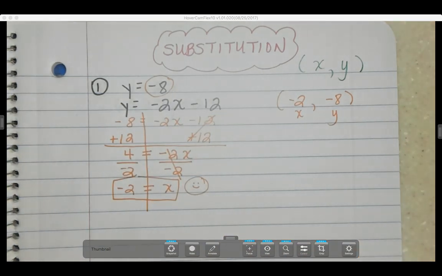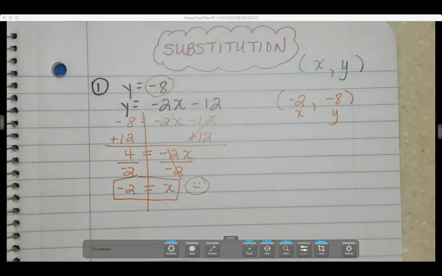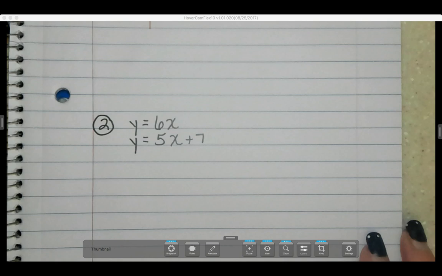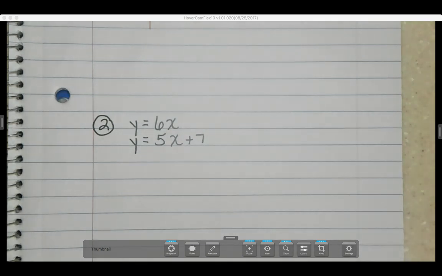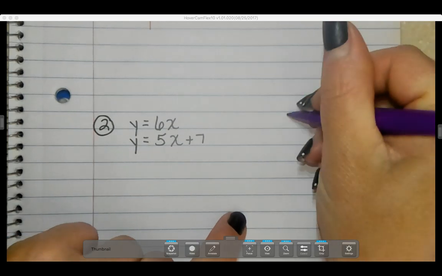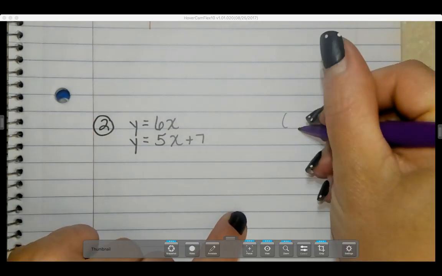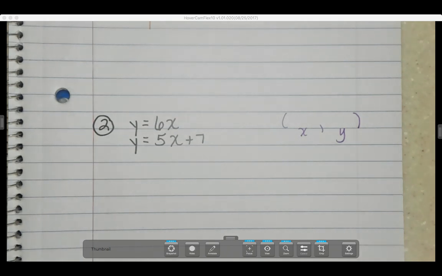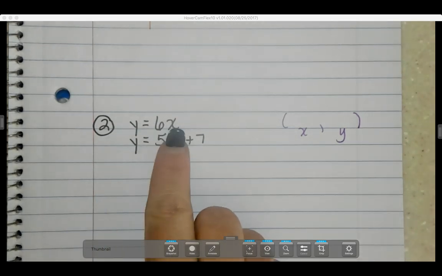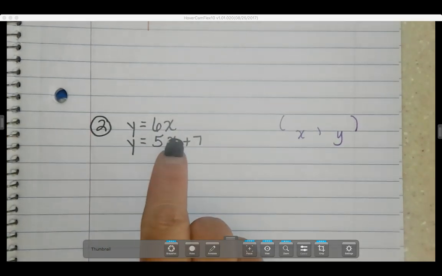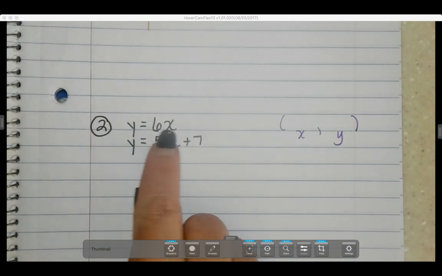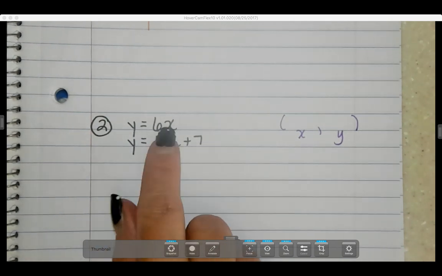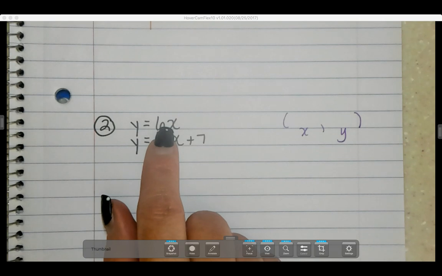Substitution, okay? Now, the next one's going to be a little bit more difficult, but you can absolutely do it. Check this out. I'm going to get my answer set up over here. I know the x goes there and the y goes there. So now if I'm looking at these 2 equations, darn, it doesn't tell me what y really is or what x is. I'm going to have to do double the work here.